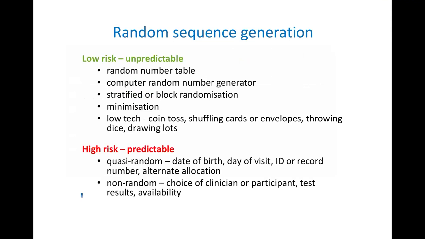So what are the low risk sequence generation methods? Like random number table, computer random number generator. That is what we commonly use: stratified or block randomization. So many times, why is block randomization required? Because you are doing a clinical trial of 500 participants in each group.